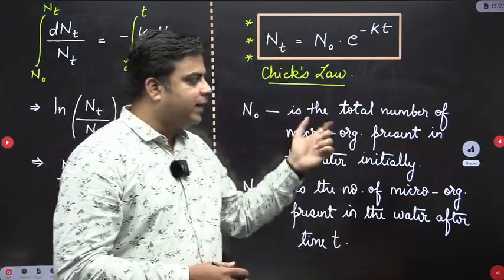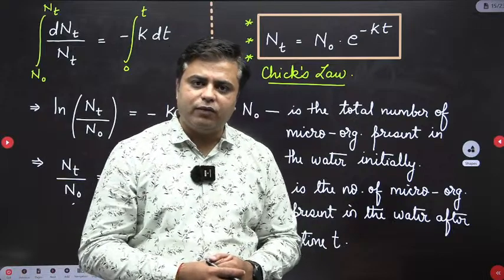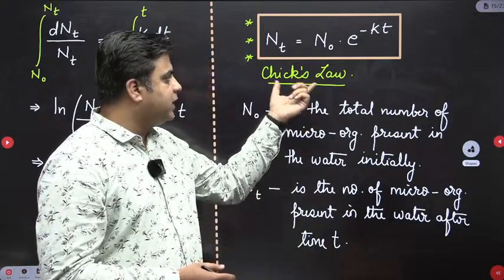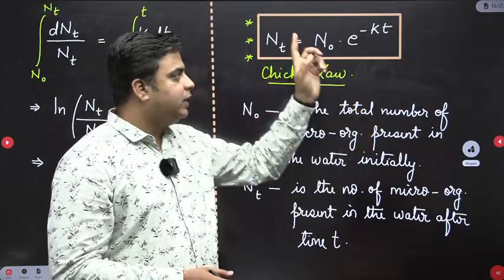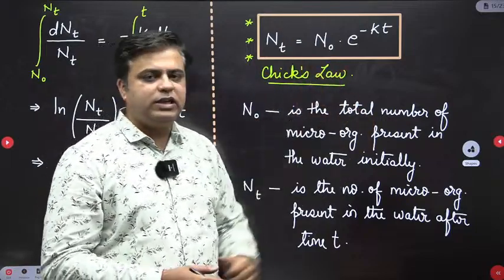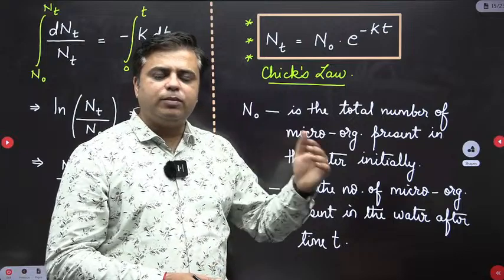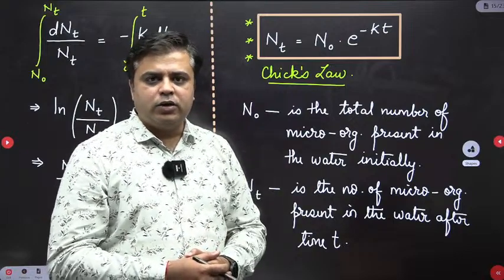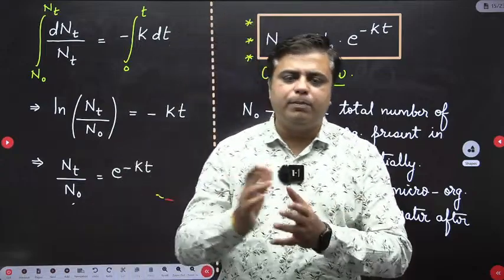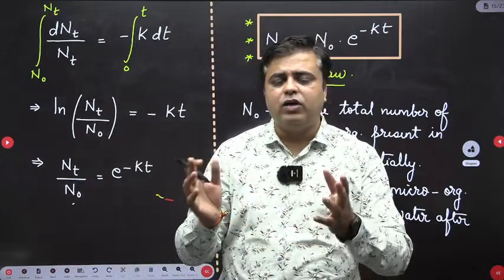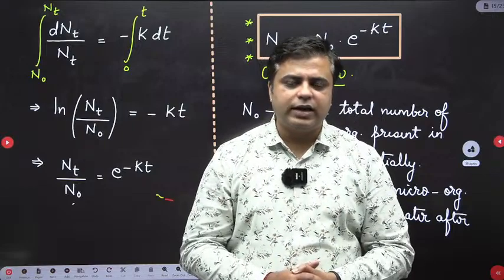Then we have seen the kinetics of disinfection, and we have defined the Chick's law, which tells us about the number of microorganisms present after time t is equal to the number of microorganisms initially present into e raised to the power minus k into t. After that, we read about the different types of chlorination. There we read about the breakpoint chlorination, and that is how the entire topic closes regarding the disinfection.